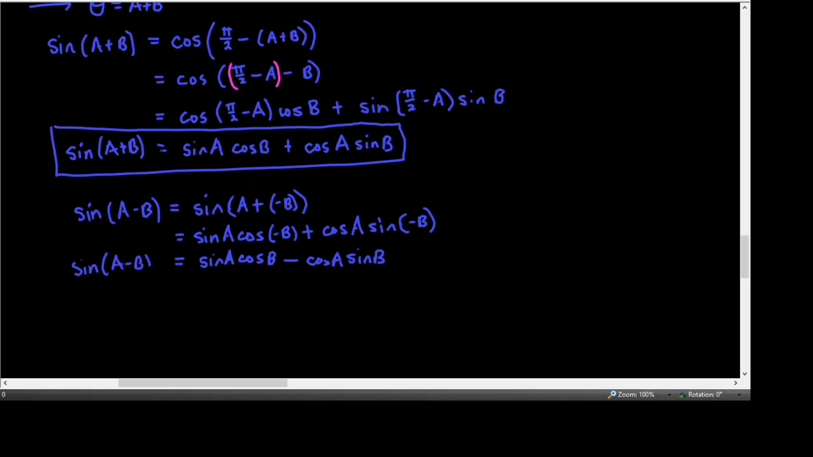Again, I'm going to say the exact same thing I said before. Sine of the first, cosine of the second one. Keep the sign, so minus. Then cosine of the first times sine of the second. Okay, so those are the sine of a sum or difference identities.